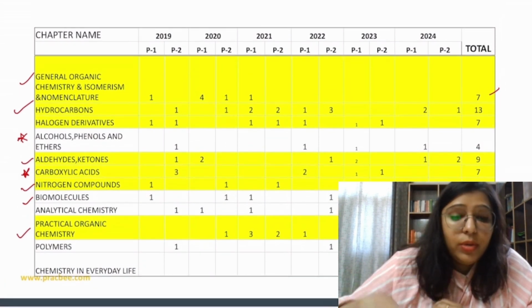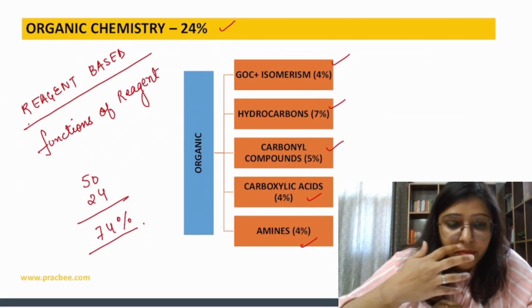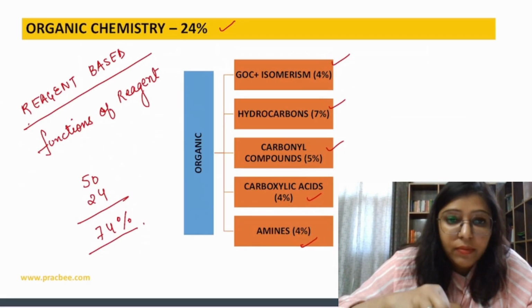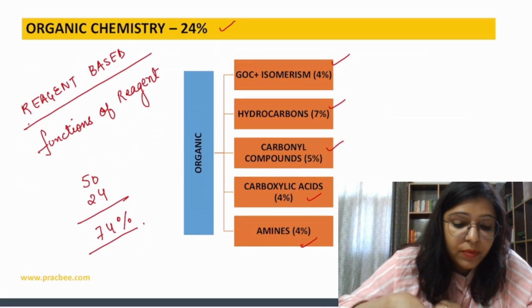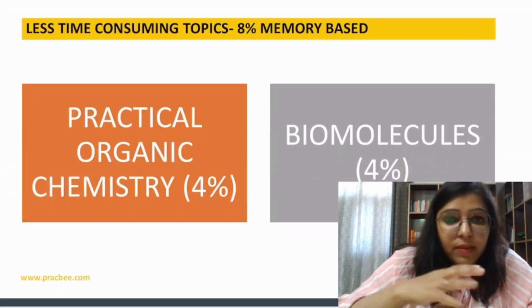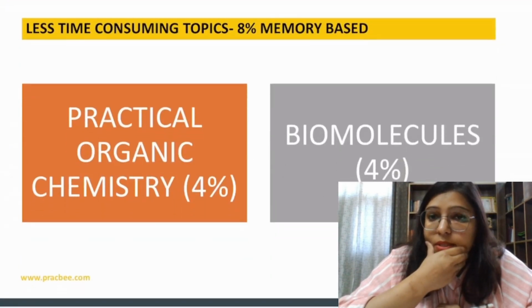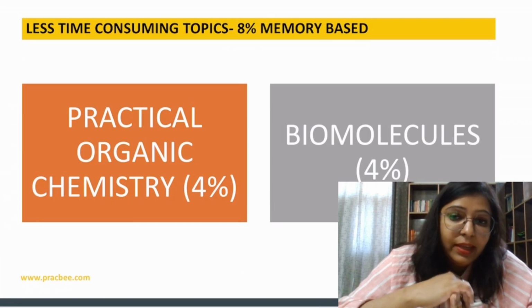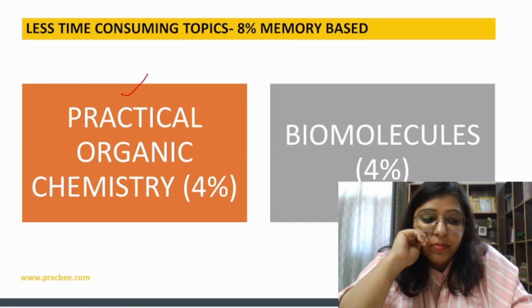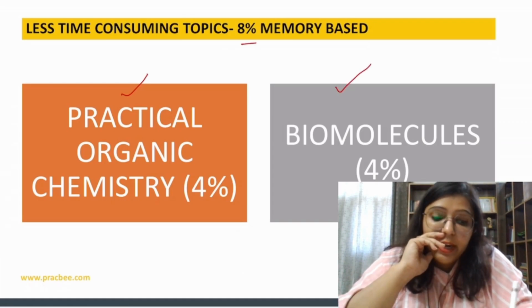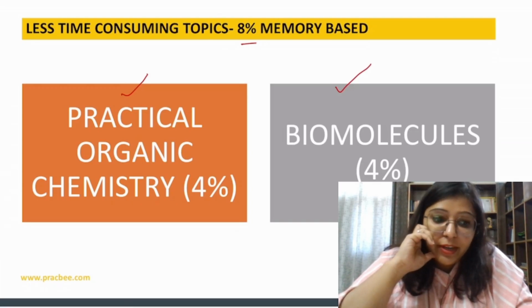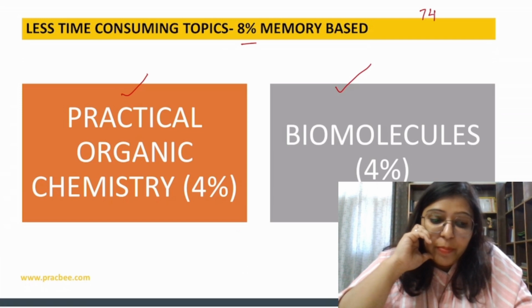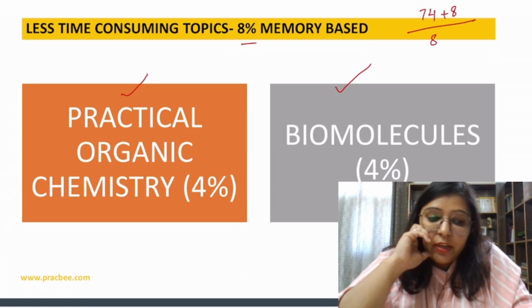After that, if you cover only these topics which I have given you in this PPT, you can cover 74% of the syllabus. Now we have some easy and less time consuming topics, like practical organic chemistry and biomolecules. By this you can cover an extra 8%. If the questions come from biomolecules and POC, then you can get 8%, right? So 74 plus 8, 80.